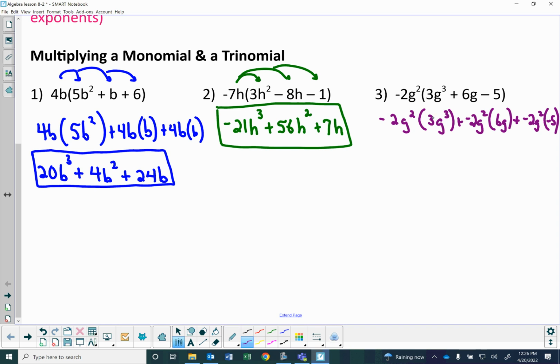So negative 2 times positive 3 is negative 6. G to the second times g to the third becomes g to the fifth. Negative 2 times positive 6 is going to be negative 12. G to the second times g is g to the third. Negative 2 times negative 5 is positive 10. And then I just have a g to the second there. So as you can clearly see, we're just using the distributive property and the property of exponents, making sure we add our exponents properly.